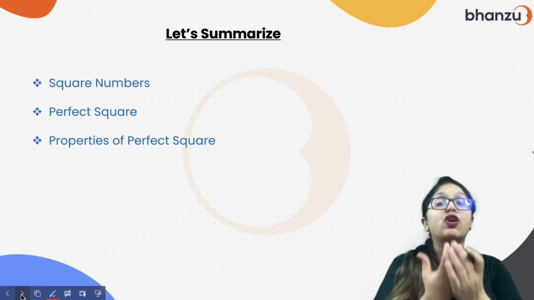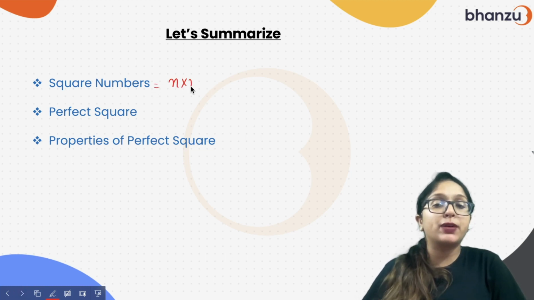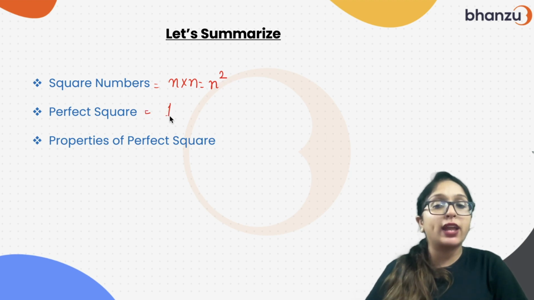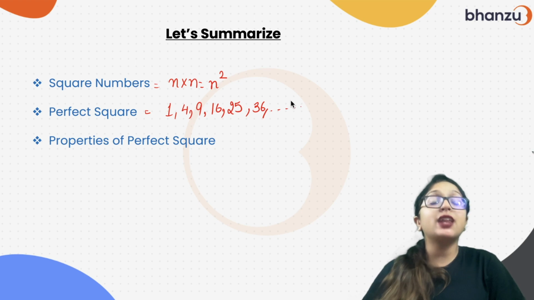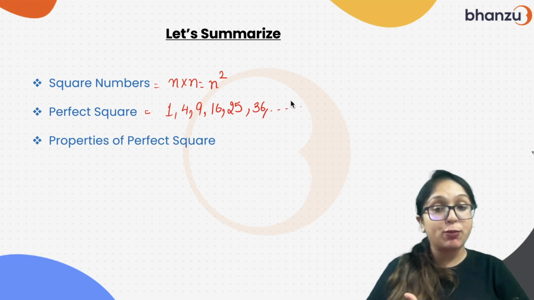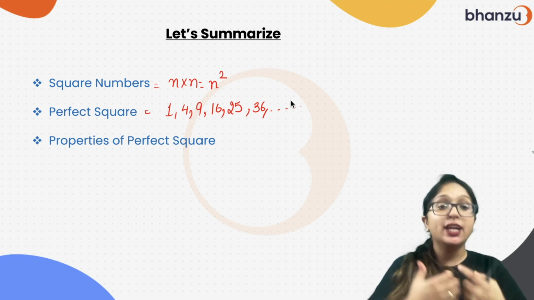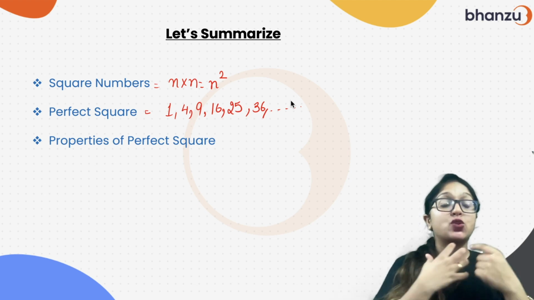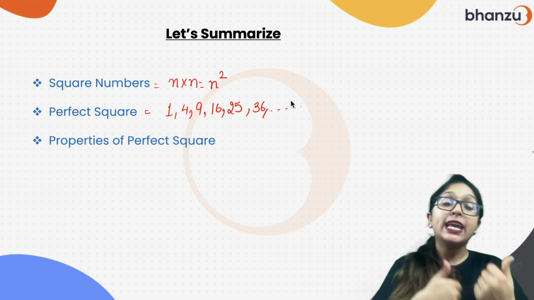We will quickly summarize what we did. First of all, we discussed what square numbers are, right? So number multiplied by number is equal to number square. Then we talked about perfect squares like 1, 4, 9, 16, 25, 36 and so on. So these are perfect squares. And then we talked about the properties of perfect squares, that a perfect square ends with what digit, right? We also talked about the square of odd numbers and the square of even numbers. Square of an odd number will be odd only, square of an even number will be even only.